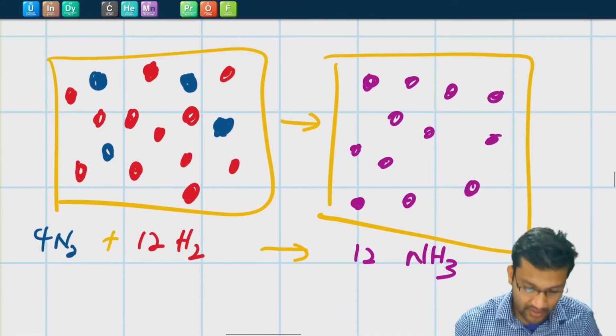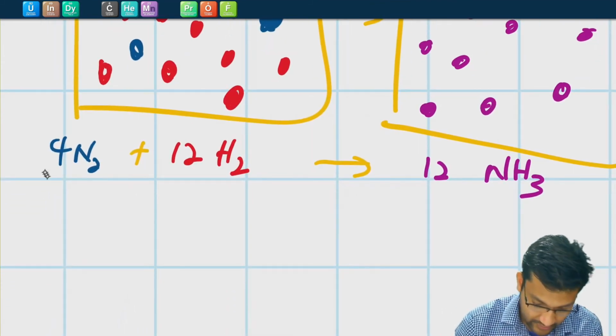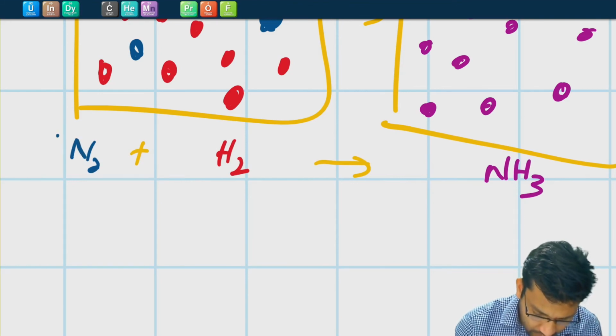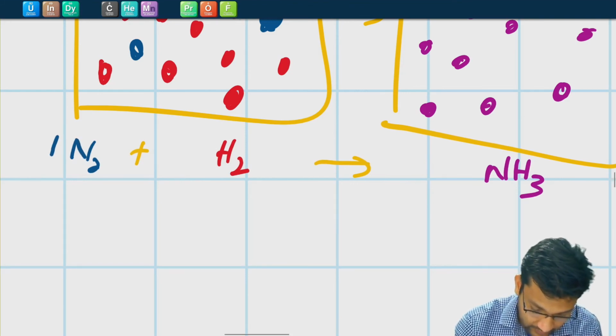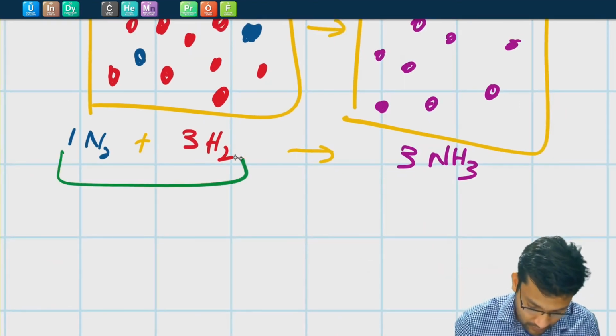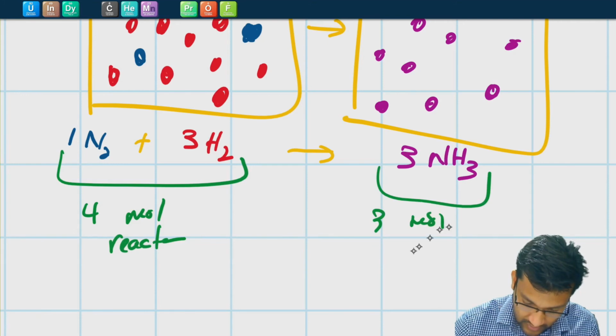Well, we talked about how the pressure is related to the number of moles, and on the left-hand side we have total number of moles being greater than on the right-hand side. So if I remove these dots and just replace them with the mole ratios, we start with 4 moles of reactants to form 3 moles of product.